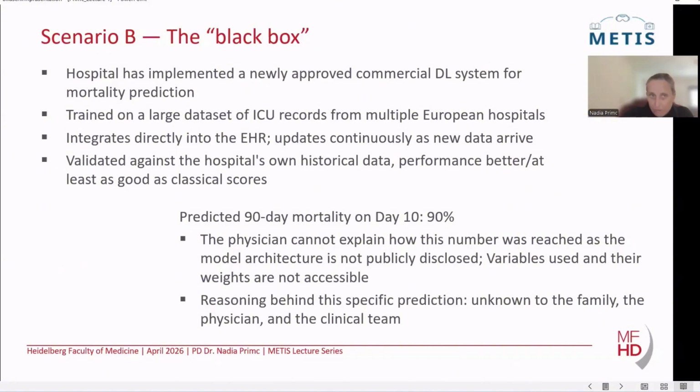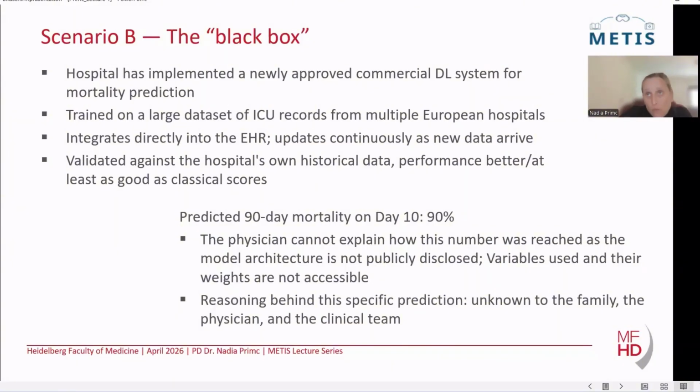The doctors can explain what the number means, so that it means that 90 out of 100 patients are expected to have died within 90 days. What the doctors cannot explain to the family is how the system has reached this number. The system is the intellectual property of the company that built and sold it. Its architecture is not publicly available. The variables it uses, the weight it gives to each, and the reasoning behind any individual prediction are not accessible. Not accessible to the family, nor to the doctor, and also not to the hospital's larger clinical team.